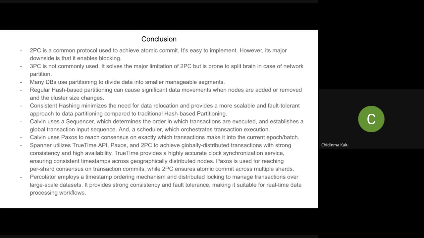We did not talk about Percolator, but Percolator employs a timestamp ordering mechanism and distributed locking to manage transactions over large-scale data sets, and it provides strong consistency and fault tolerance, making it suitable for real-time data processing workflows. And that is the end of distributed transactions.